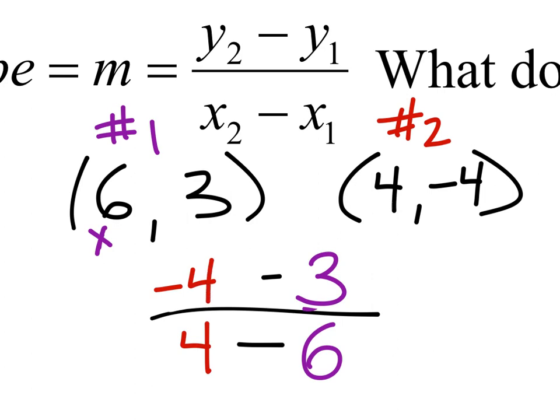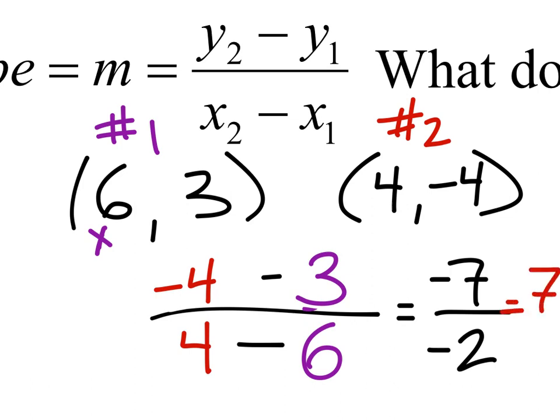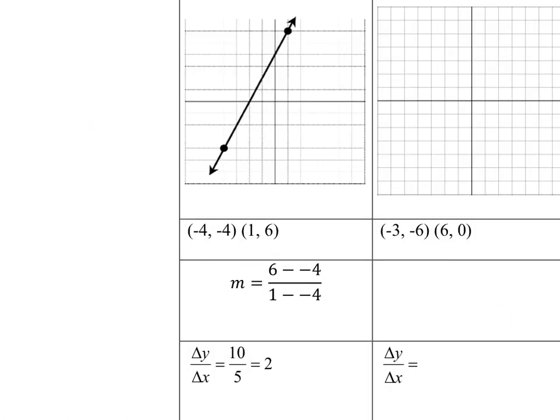So to figure this out, what's negative 4 minus 3? Negative 7. What's 4 minus 6? Negative 2. Now I've got two negatives, which means if I were to simplify, I would make this a positive 7 over 2. Here's an example on the next sheet that they've done for you. That's great. Notice they've graphed the points, and they've also solved the slope for you.